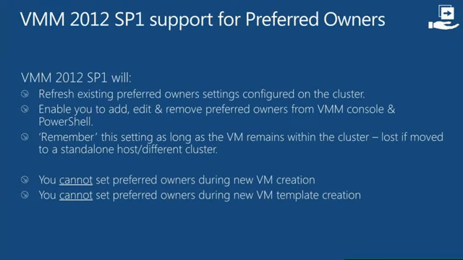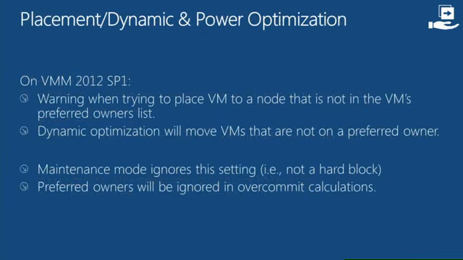The VMM placement engine will remember the setting as long as the VM remains within a cluster, because when you live migrate a VM out of a cluster, the preferred owner setting makes no sense anymore. But as long as the VM remains within that cluster, VMM remembers that setting, and the failover cluster will make every attempt to ensure that that VM resides on the preferred owner. Apart from that, you can add, edit, and remove preferred owners using both the console and PowerShell.